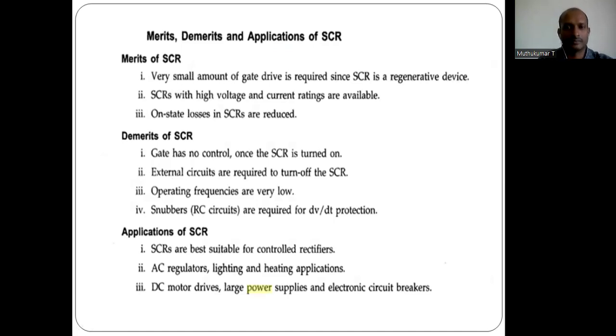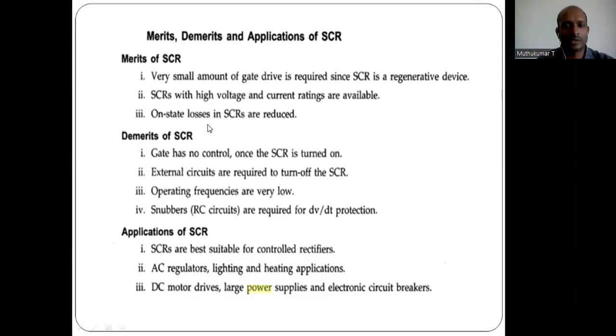So, merits of SCR, that is, advantages. A very small amount of gate drive is required since SCR is a regenerative circuit. So we give the minimum amount of gate voltage to the SCR and it will turn on. Next, high voltage and current ratings are available. Compared to normal electronic circuits, power devices have high voltage and current ratings. And the on-state losses in SCR are reduced.